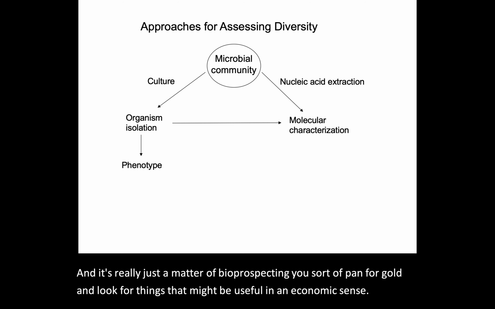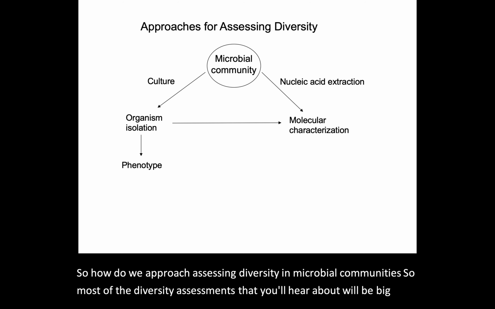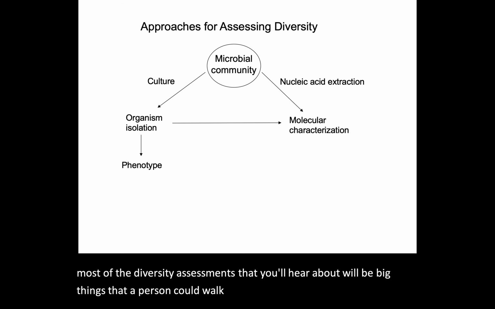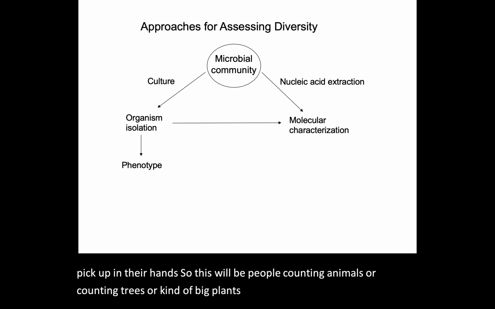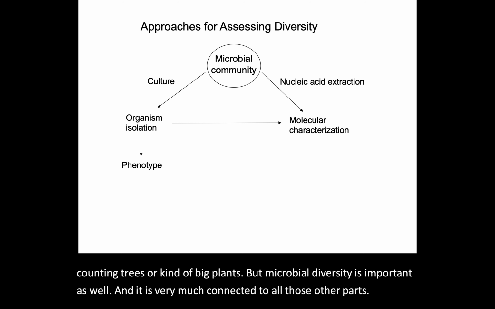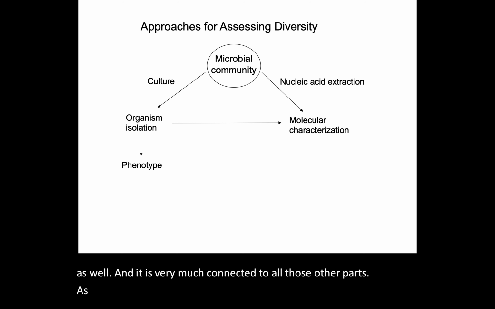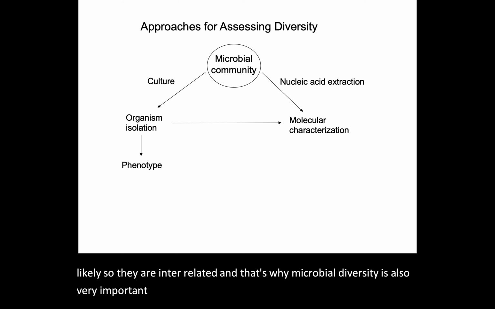So, how do we approach assessing diversity in microbial communities? Most of the diversity assessments that you'll hear about will be big things that a person could walk along and point at and possibly even pick up in their hand. So this will be people counting animals or counting trees or kind of big plants. But microbial diversity is important as well, and it is very much connected to all those other parts. Essentially, the plants and animals can't live without the microbes, and some of the microbes can't live without the plants and animals, most likely. So, yeah, they're interrelated, and that's why microbial diversity is also very important. We're just not sure exactly what to do with the data yet, I would say.